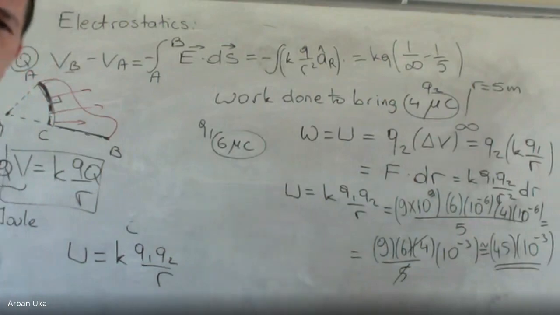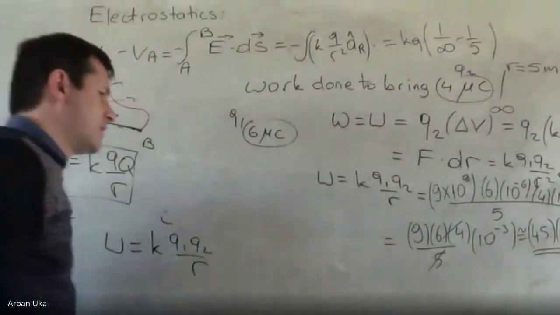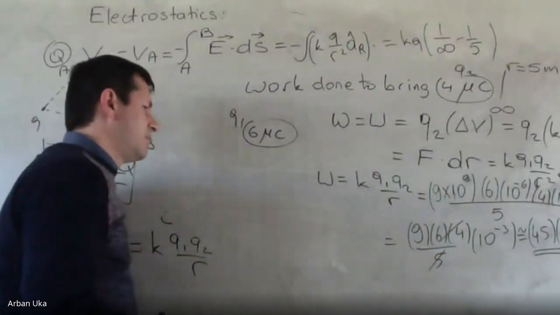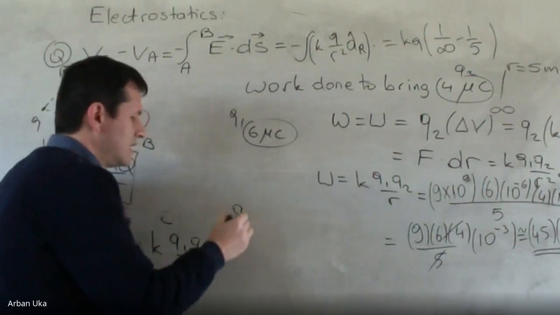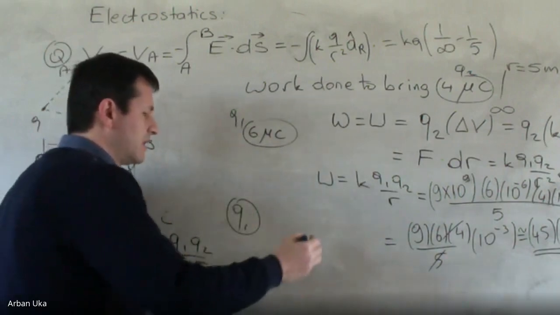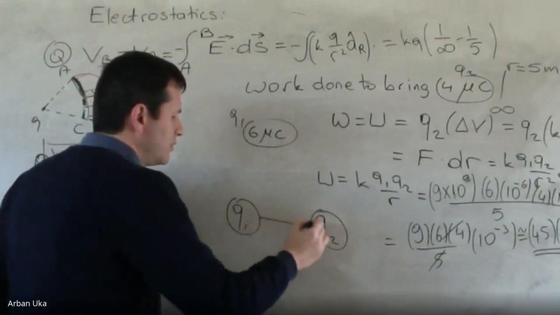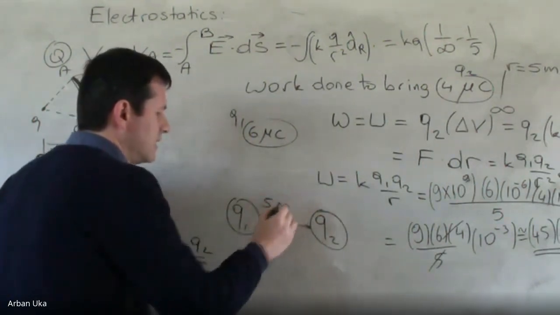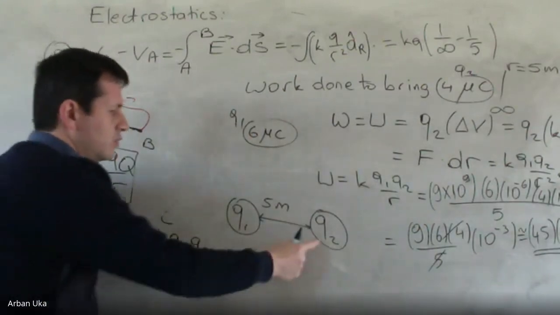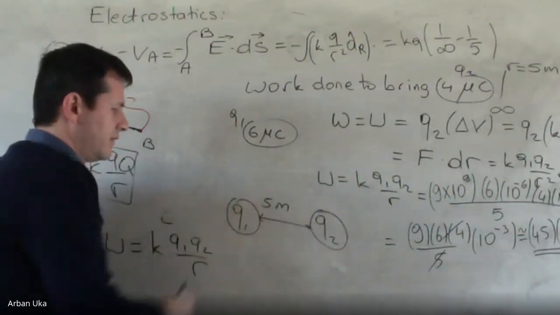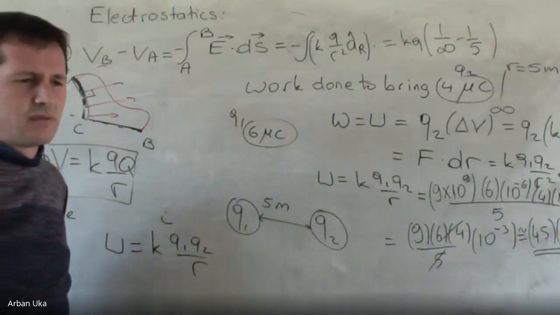Now here we have an important conclusion that we can make. We have this charge Q1 sitting here. Then we bring another charge Q2 from infinity, and the distance between these is 5 meters. The work that we do to bring this Q2 from infinity to here is also considered to be the energy of the system.